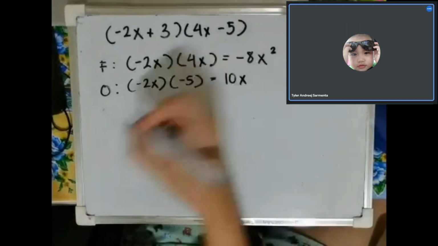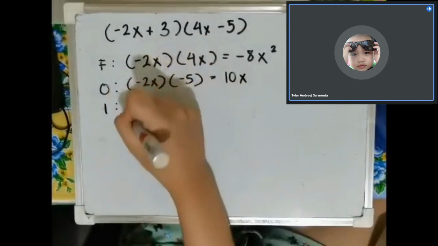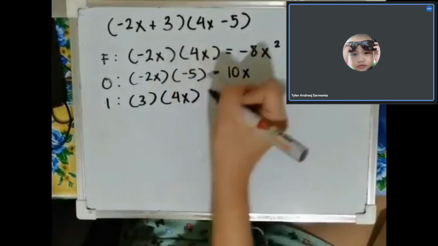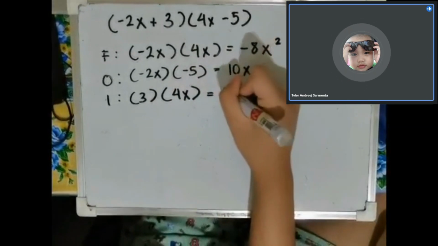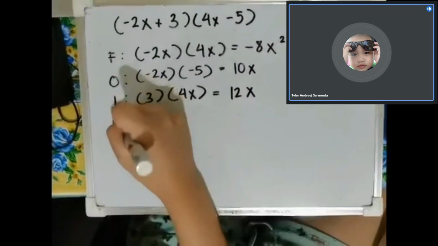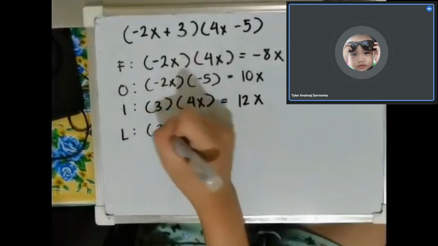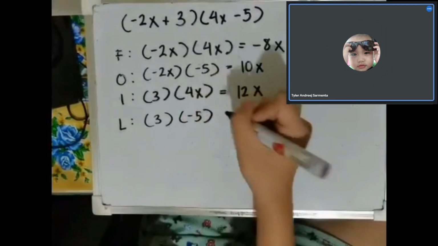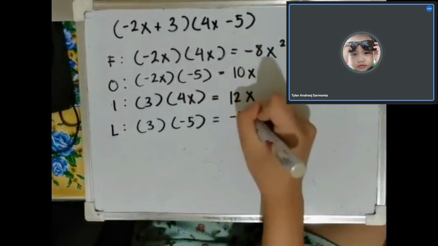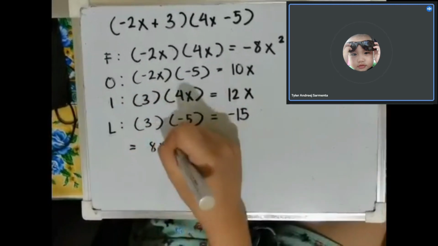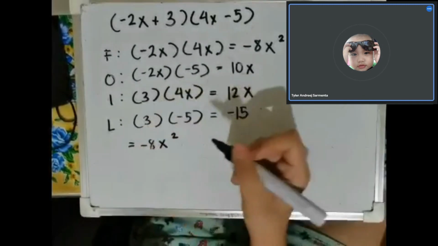Third, we multiply the inner terms, which are 3 and 4x. 3 times 4x is equal to 12x. Then multiply the last terms. 3 times negative 5 is equal to negative 15. Then arrange: negative 8x squared plus 10x plus 12x and negative 15.